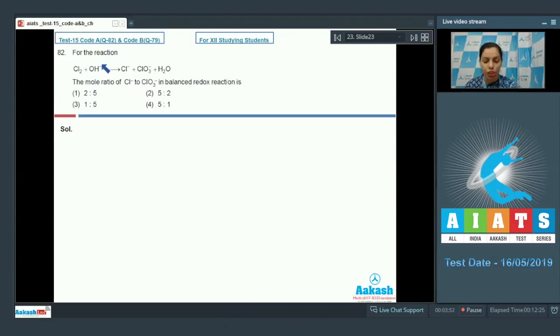Question number 82. For the reaction, we have this redox reaction given here. The molar ratio of Cl negative to ClO3 negative in the balanced redox reaction is... First of all, I'll break this reaction into two half reactions. First, Cl2 is getting changed into Cl negative. Further, Cl2 is getting changed into ClO3 negative also. The same element is getting oxidized as well as reduced. In the first reaction, Cl2 is getting reduced, while in the other reaction Cl2 is getting oxidized.